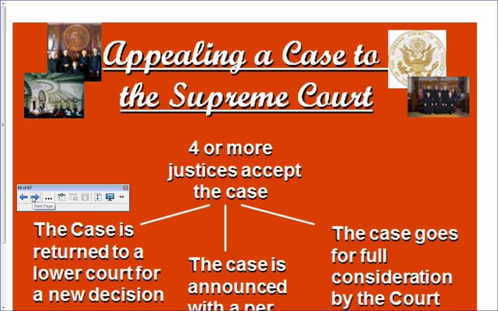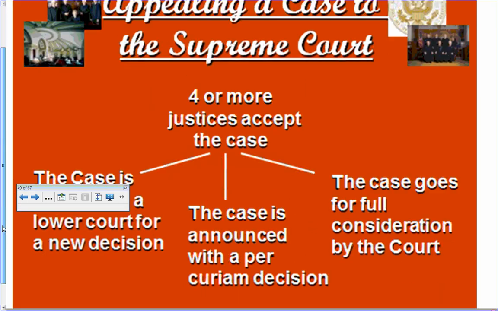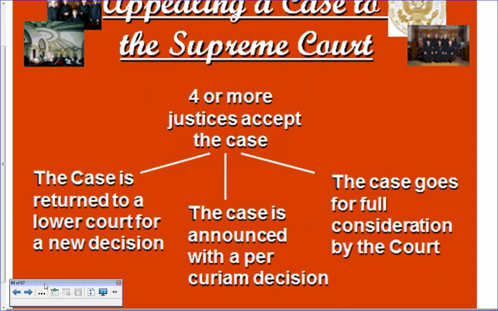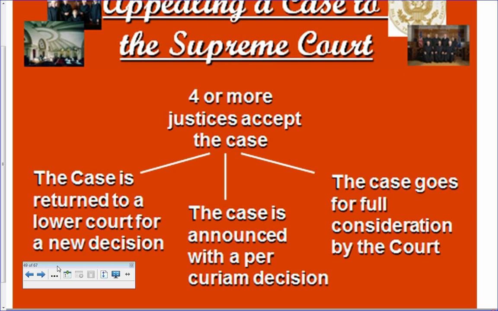All right, now if the case is accepted and 4 judges do accept the case, then a couple of different things can happen. So Ms. Kagan's going to fill us in on that. Okay, so we could talk first about if the case is returned to the lower court for a new decision. So you remand it back to the lower court. Or, I'm going to go to the right side of the screen here, the case goes for full consideration by the court. So that means there would be oral arguments. Each side would get 30 minutes to argue.